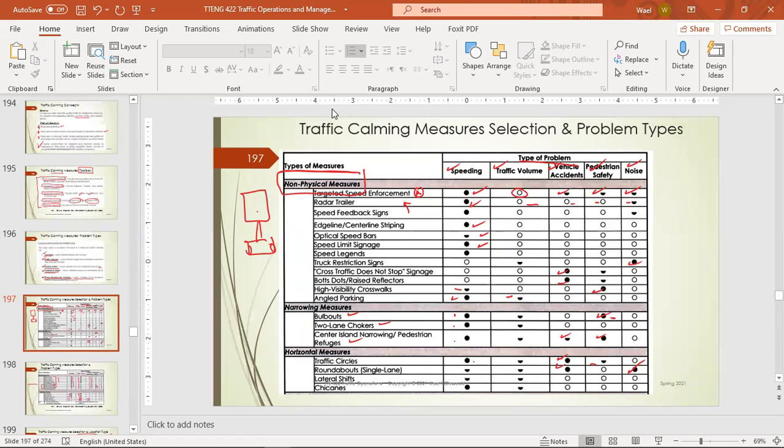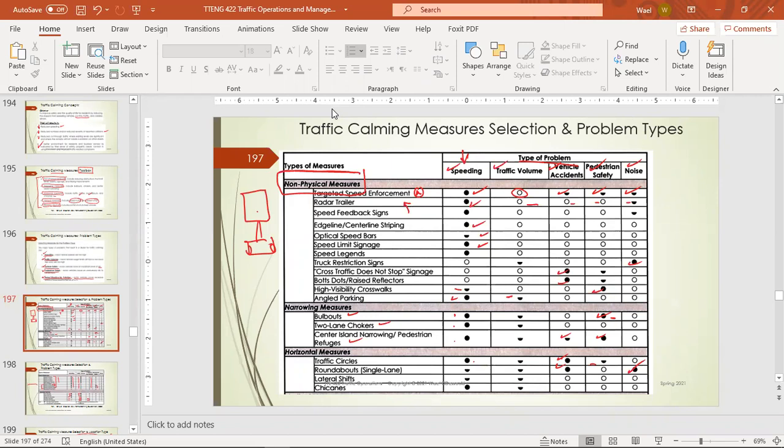In this table, we discussed that for this type of problem, if the problem was speeding, then the measures with black dots are feasible to implement. For example, targeted speed enforcement, radar trailer, and so on. All these are useful according to the solid circle, half circle, or empty circle. An empty circle means it's the least efficient, a half circle is 50% efficient, and a full circle is efficient. Clear?